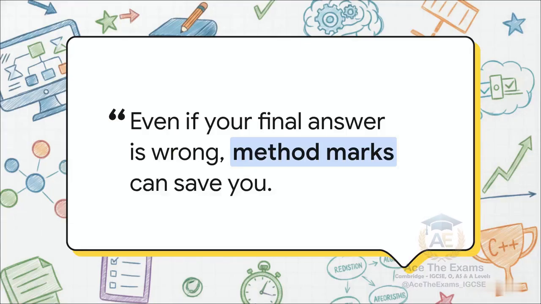Now listen closely, because this next part is a massive revelation. When you dig into the Principal Examiner reports, they reveal a crucial, almost hidden secret. Students consistently lose marks by not showing their working out. And here is the kicker. Even if your final code completely fails to compile, method marks can absolutely save your grade.